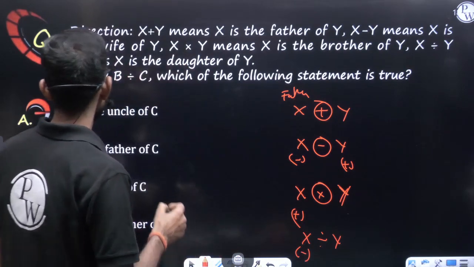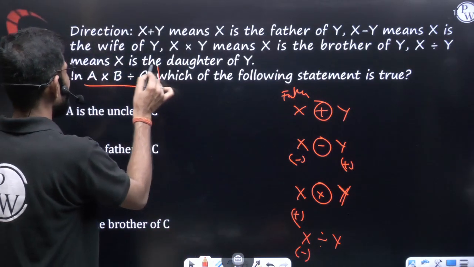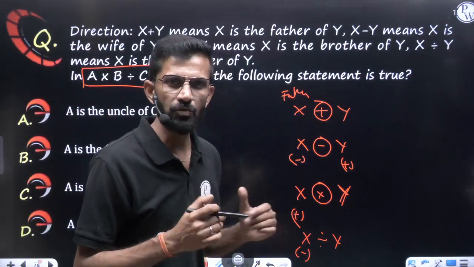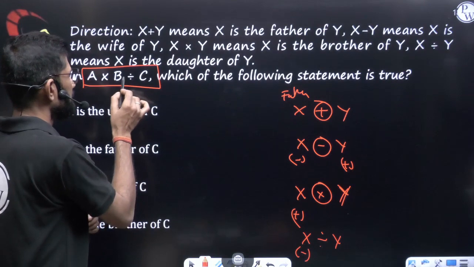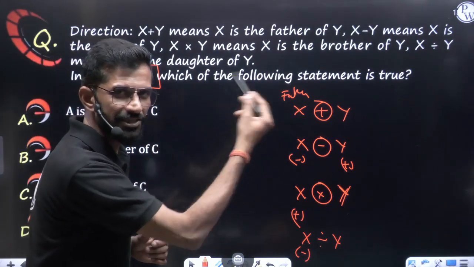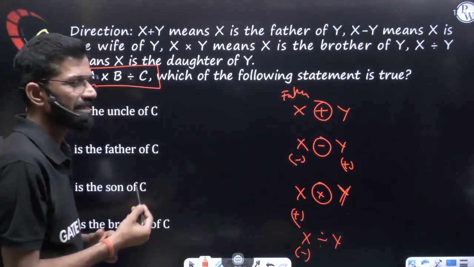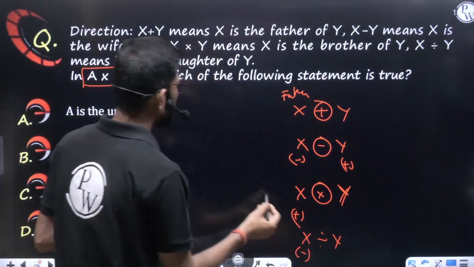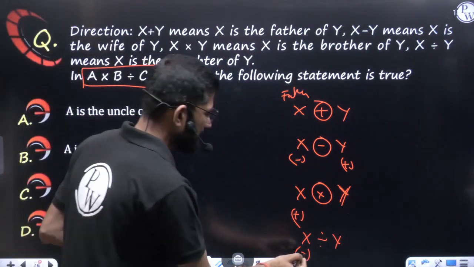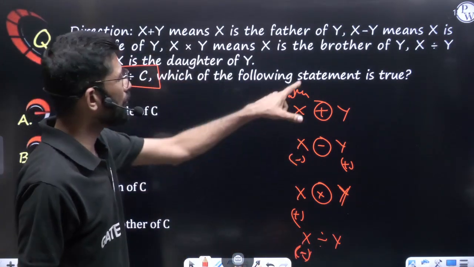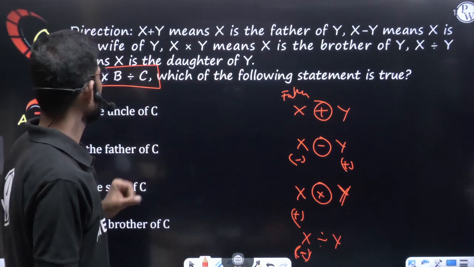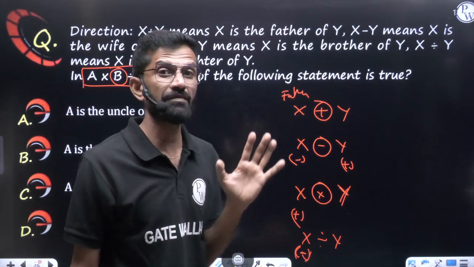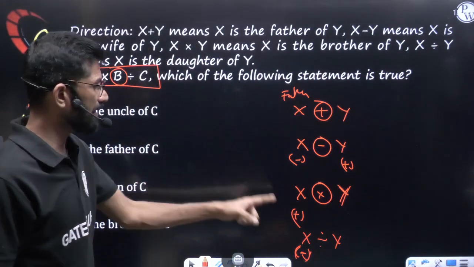Now let us understand. They have given you the relation A into B divided by C, which of the following statement is true? Let us sort it out. See, I am going from right side because right side gender is not confirmed. So right to left the gender is confirmed. B divided by C means B is the daughter of C. So B is the daughter and C gender is not confirmed. C can be mother, father, anything. We only understood B is the daughter.